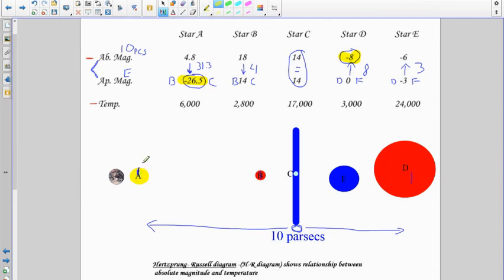Okay. If I were to say which of these 5 stars will have the longest lifespan, I would say star B. Why? Because it's a little teeny tiny red star, and we said that those stars have the longest life. If I said which of them would have the shortest life, I would say star E, because it was the bright blue star and they burn through their hydrogen very quickly.